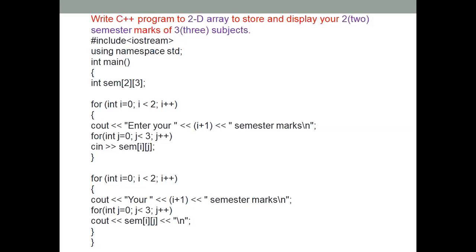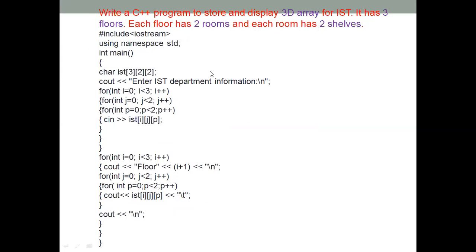Okay, so let's go to the 3D here. 2D and 3D are just similar. You have to enter, but here 2D is only 2D. So what is the 3D here? After that, I will show you in the online compiler. And here you have a 3D, okay? Here you have 3 floors, and the IST department again stores and displays.